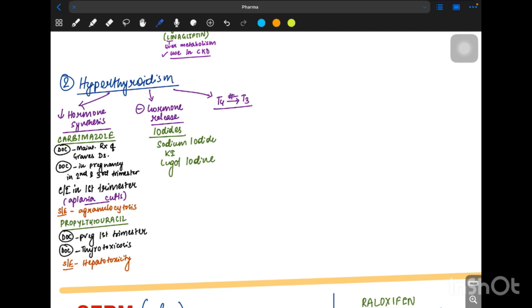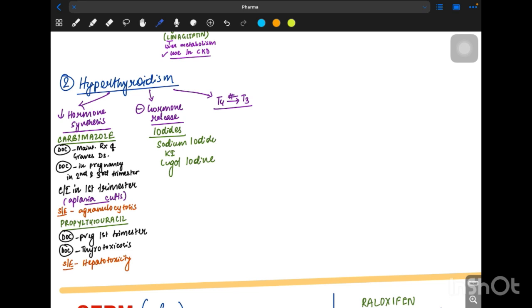What is the side effect? The side effect is agranulocytosis. Now another drug is propylthiouracil, or short form PTU. It is the drug of choice for pregnancy in first trimester. It is also the drug of choice for thyroid toxicosis. The side effect is hepatotoxicity.